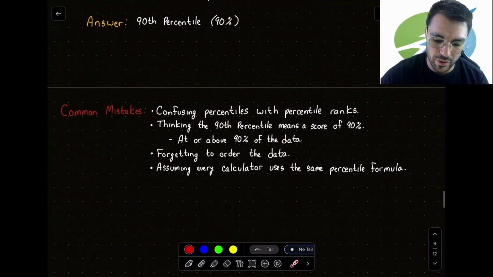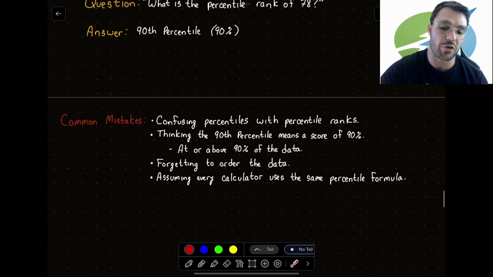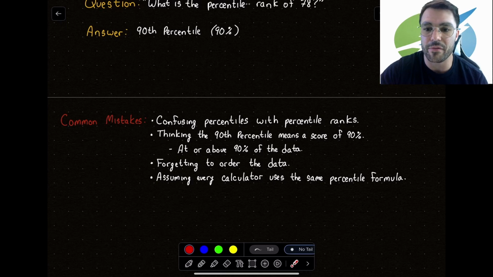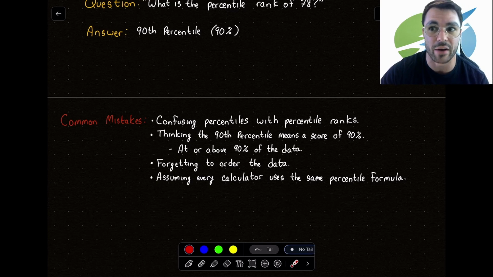Some other common mistakes. This is a huge one I see all the time: thinking the 90th percentile means a score of 90%. No, it means you're at or above 90% of the data. There's a joke where uneducated folk will think, oh, I'm in the 10th percentile, and they think that means they're in the top 10. Wrong. It means they're better than 10% of the data, which actually puts them in the bottom 10%.